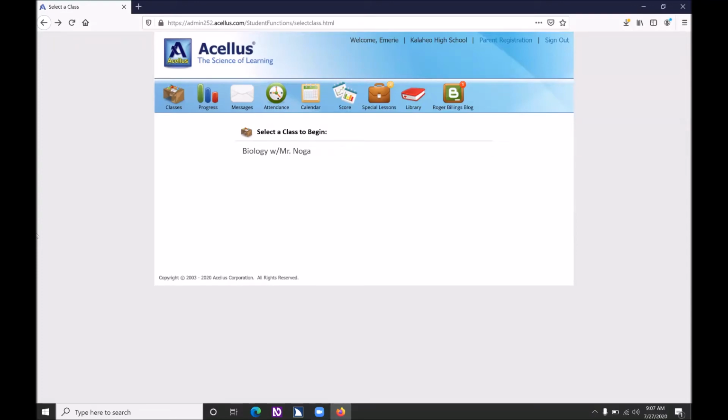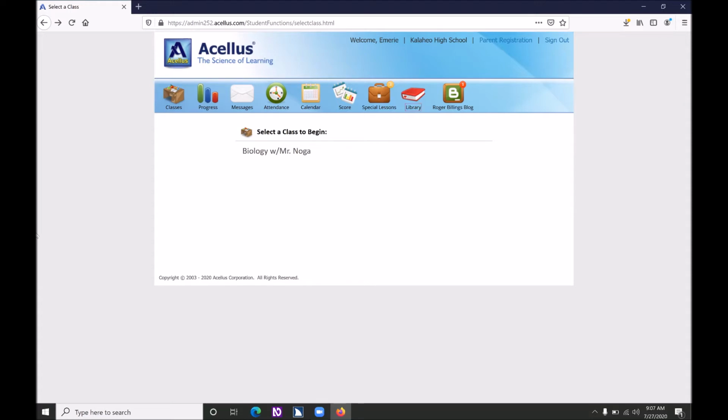So I'm actually going to show you guys an example of an accessible question. Now that you know what an inaccessible question looks like, and also what an inaccessible special lessons page generally looks like, I'm going to go into the class and look for an accessible question.